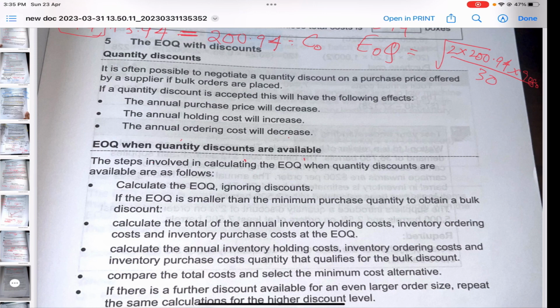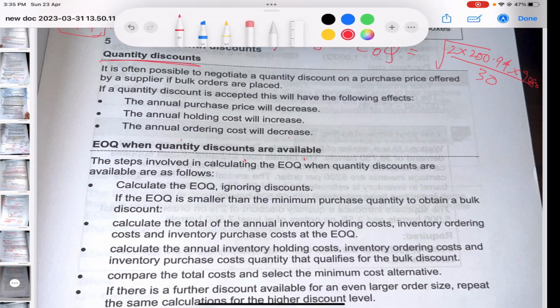Now we're starting the new topic, which is quantity discounts. So we are going to discuss what exactly is quantity discount.